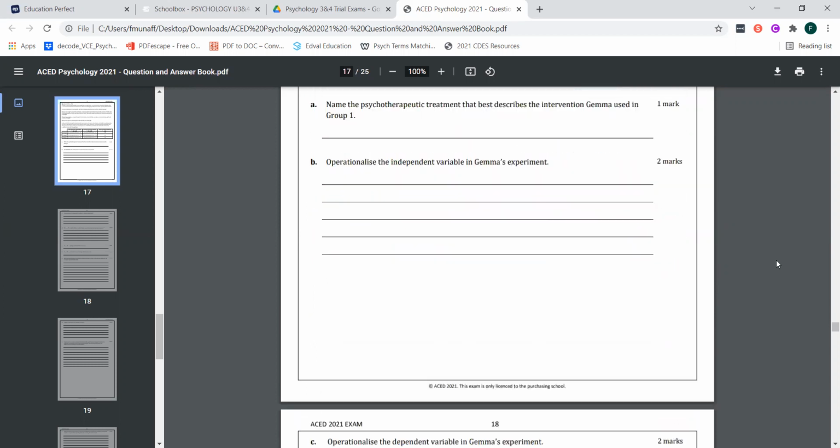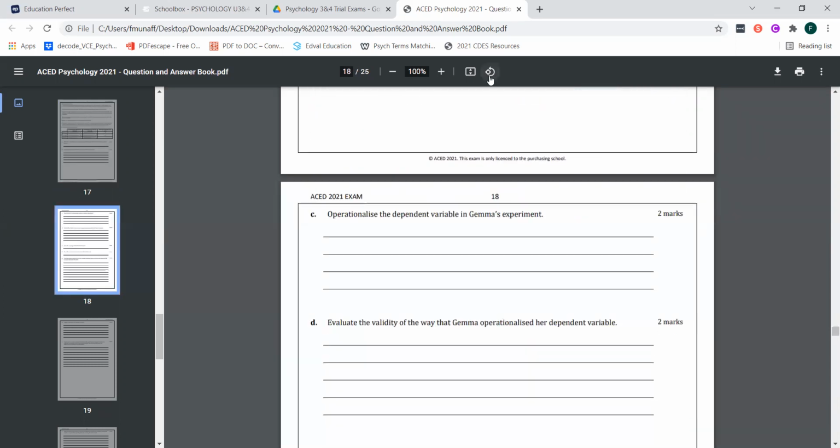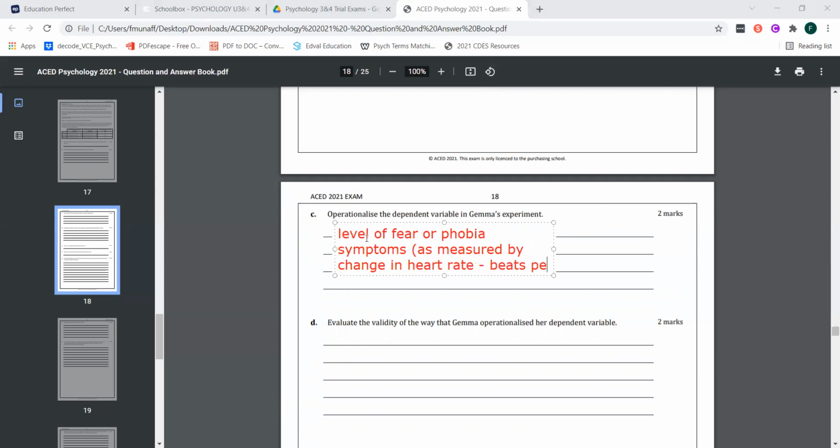So we would write here, well, open up a text box. We would write here something like, level of fear or phobia symptoms as measured by change in heart rate, beats per minute. I think that's how they did measure that. So that's the DV there, the operationalized DV. Okay, so moving on to the next question.